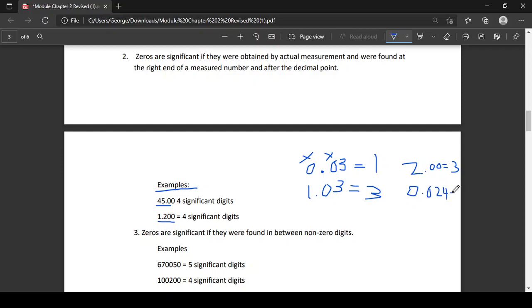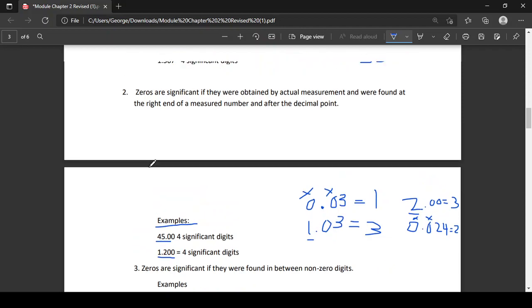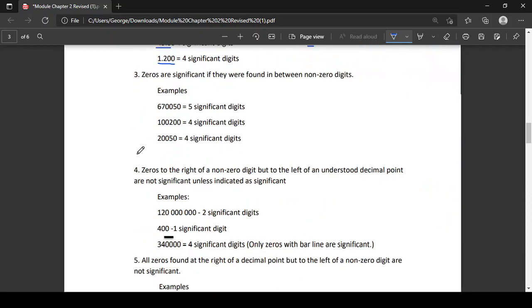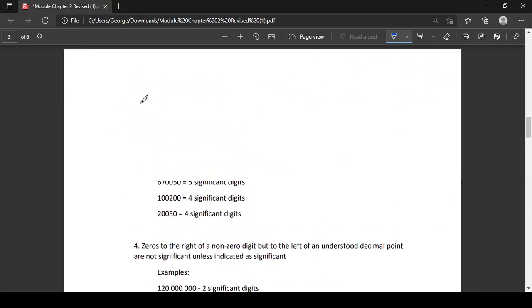Two lang, sir. Kuha nyo? If it is less than 1, the digits before the decimal point are not significant. But if it is more than 1 or at least 1, it is considered significant. Rule number 2 and rule number 5 natin.